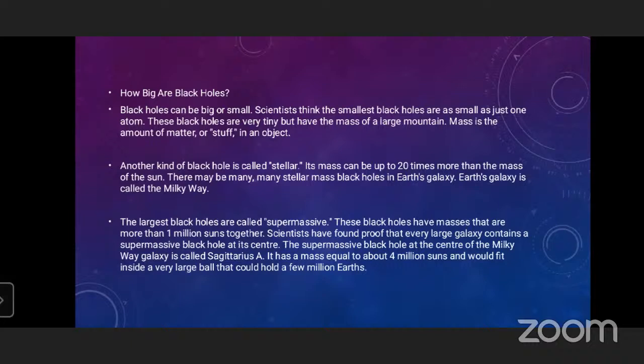The largest black holes are called supermassive black holes. These black holes have masses more than 1 million suns together. Scientists found proof that every large galaxy contains a supermassive black hole at its center. The supermassive black hole at the center of our Milky Way galaxy is called Sagittarius A. It has a mass equal to 4 million suns.